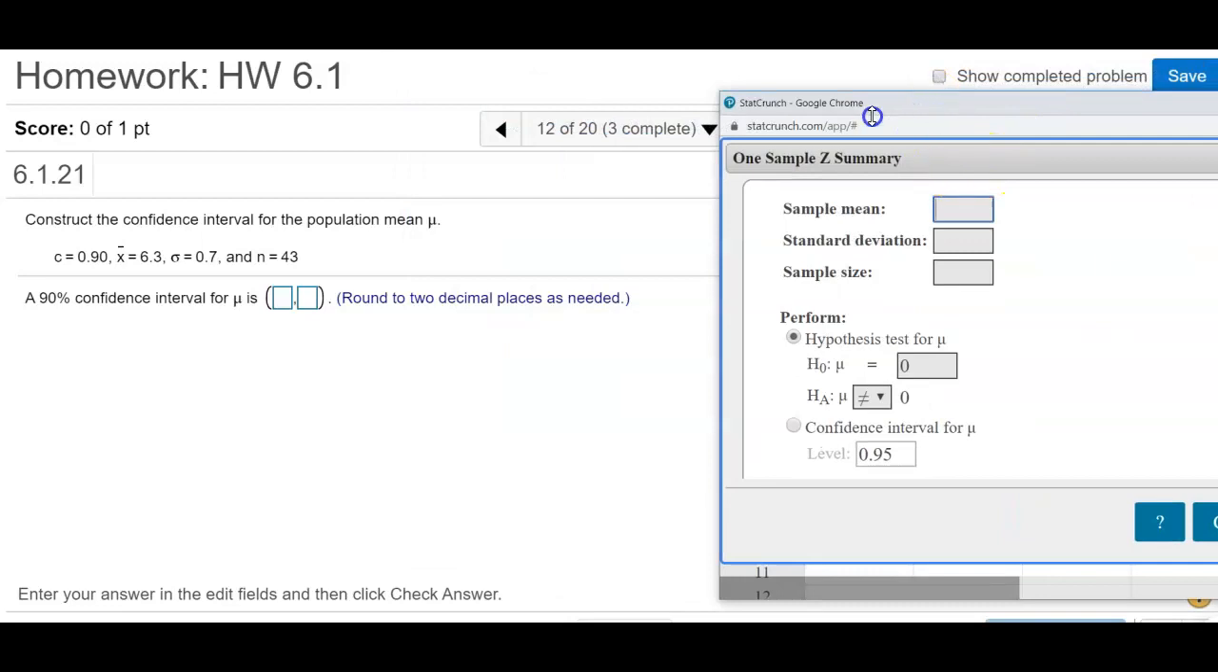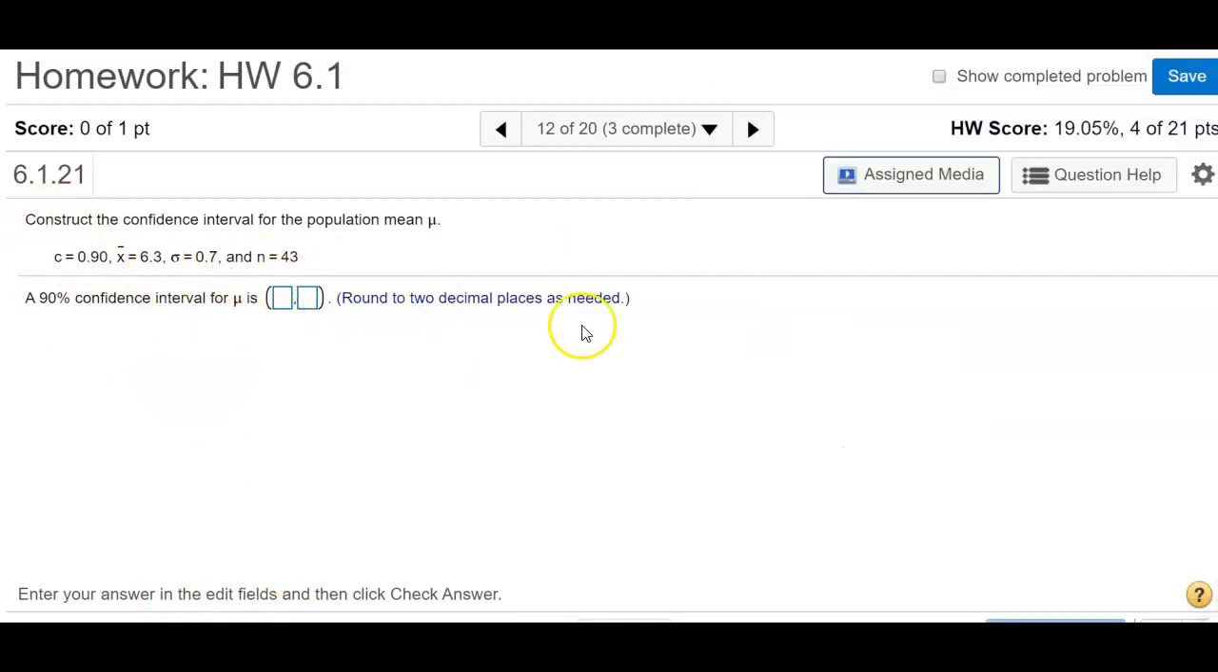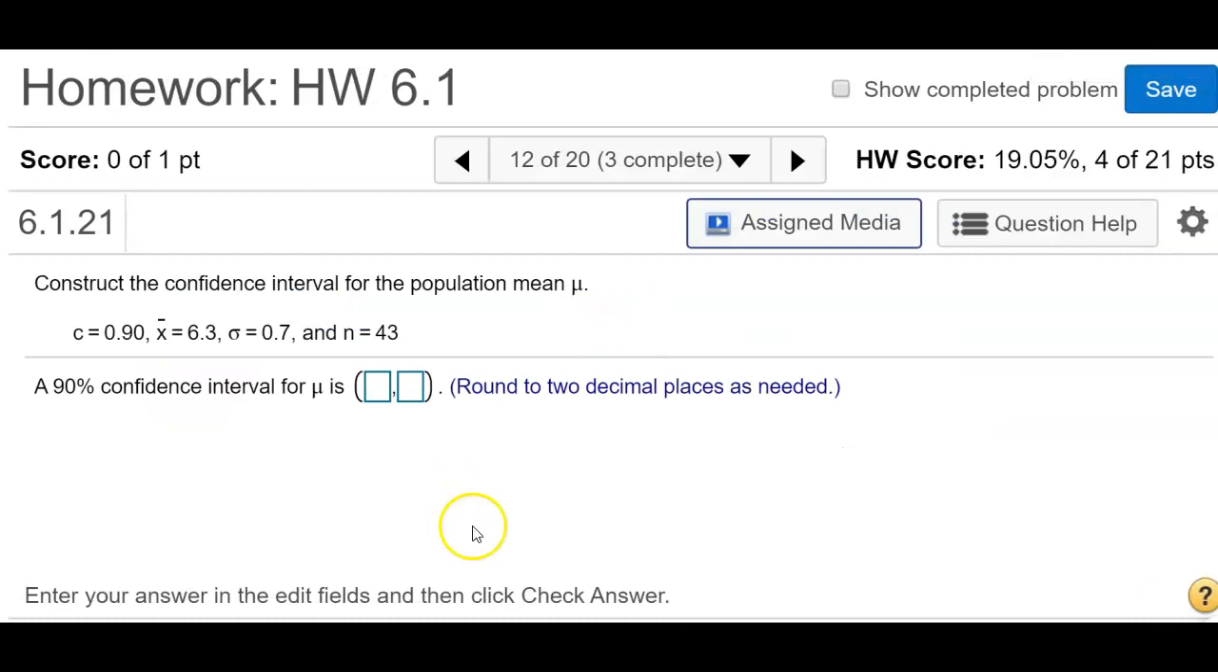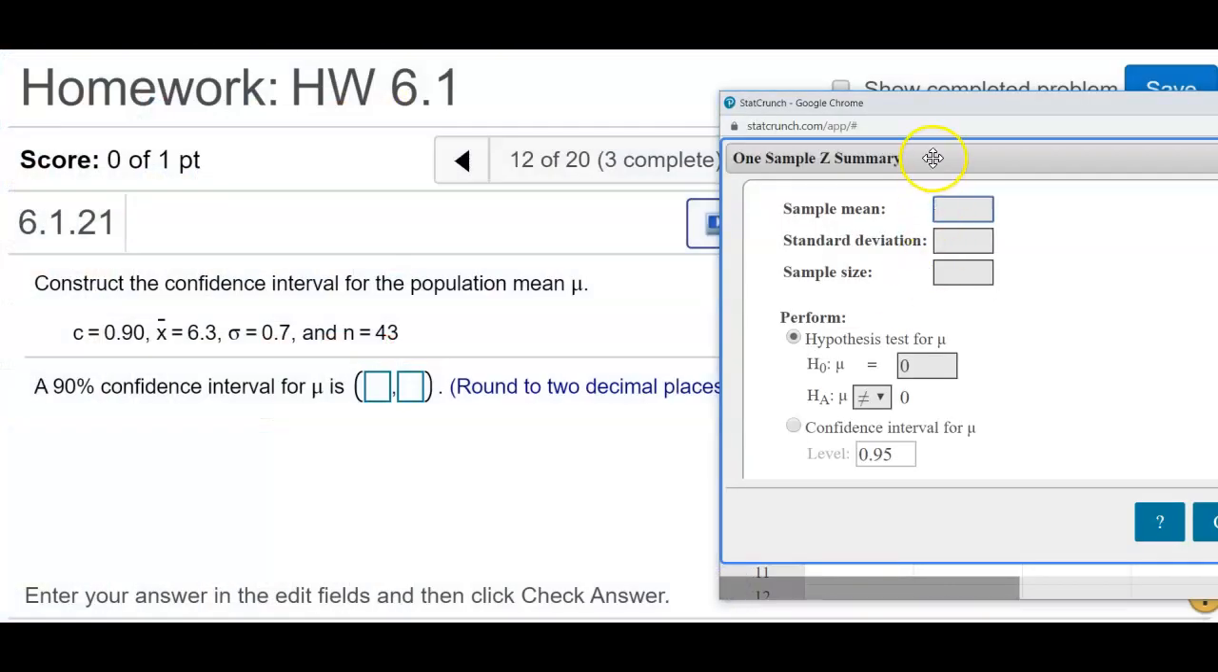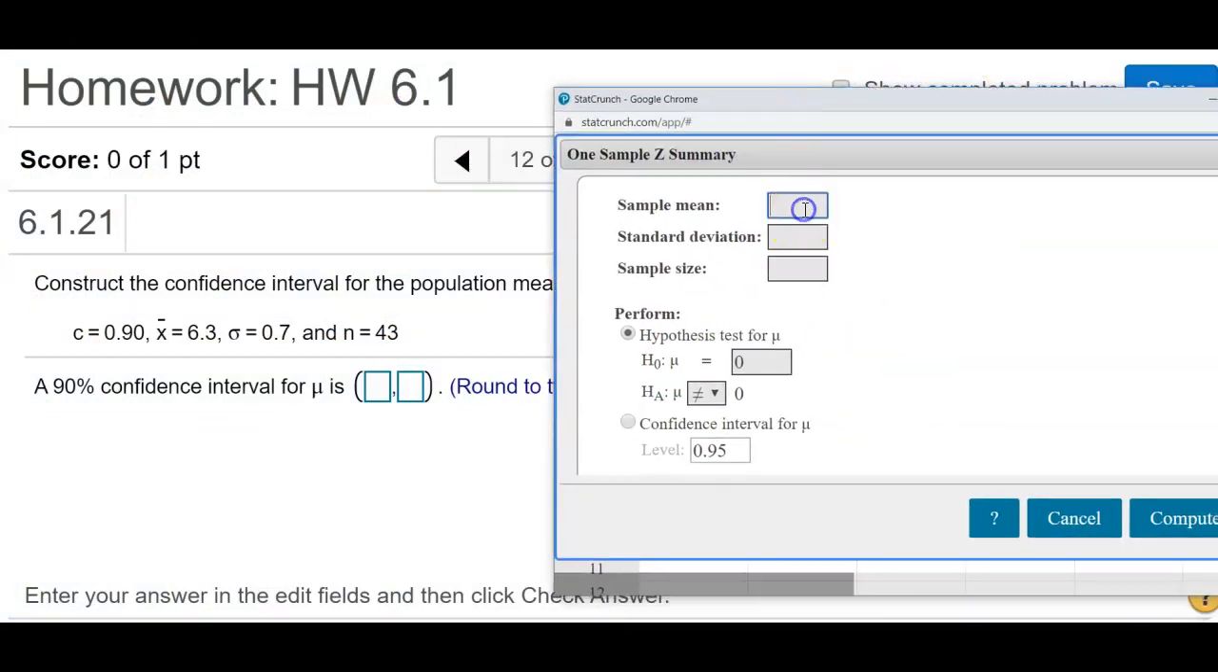Okay, first things first, you will go ahead and plug in your mean. Let me expand this one so you can see what the mean is. Okay, you should be able to see your sample mean. My sample mean is 6.3. Do you see that? X bar is your sample mean. Standard deviation is this symbol right here, 0.7, and sample size n is 43.